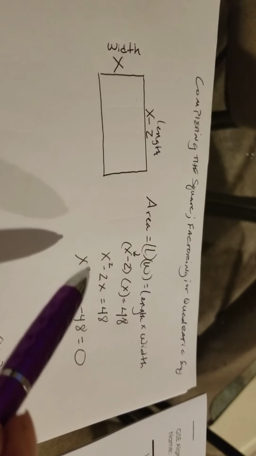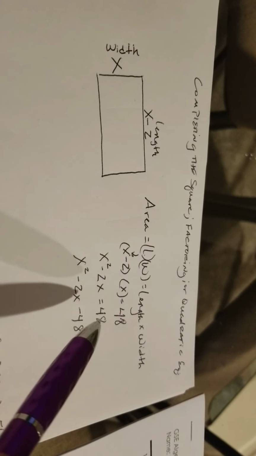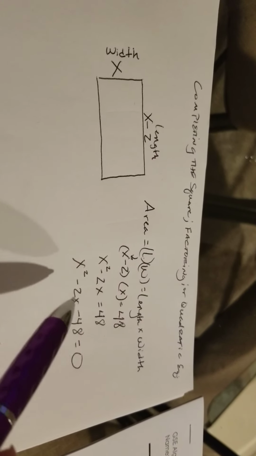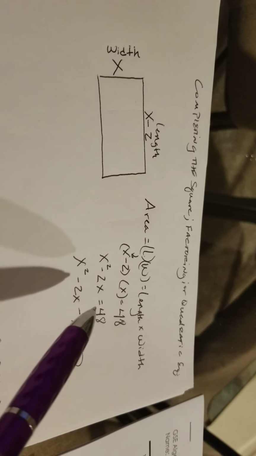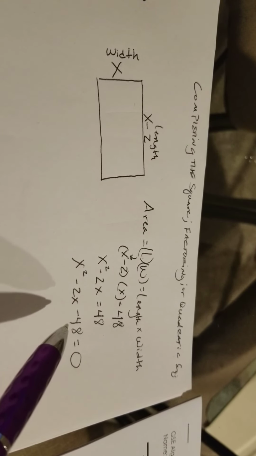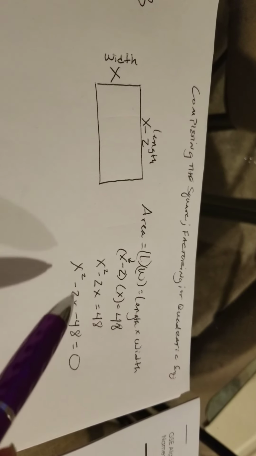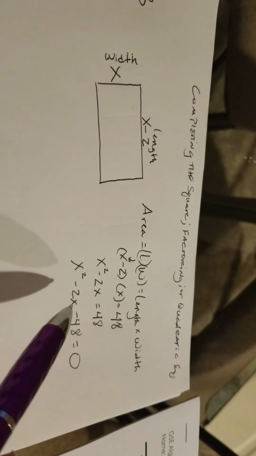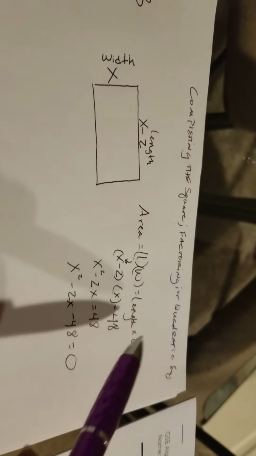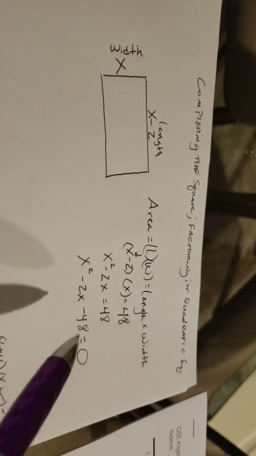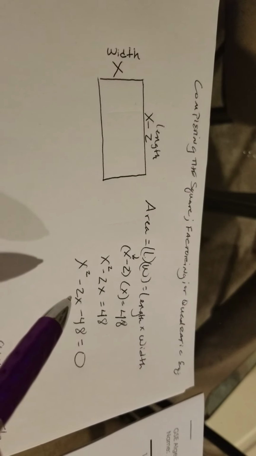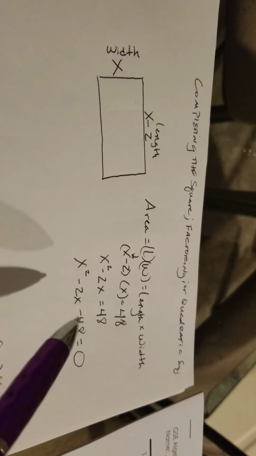Then what you can do is bring this 48 over. So you'll have your A, your B, and your C. This is a positive 48. When you bring it over, it becomes a negative 48. So now we have X squared minus 2X minus 48 is equal to 0. Basically what I just did is help you guys set that up.